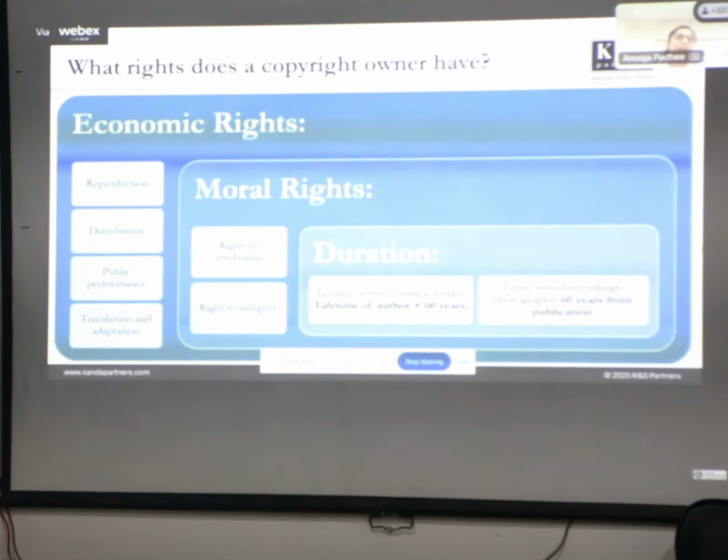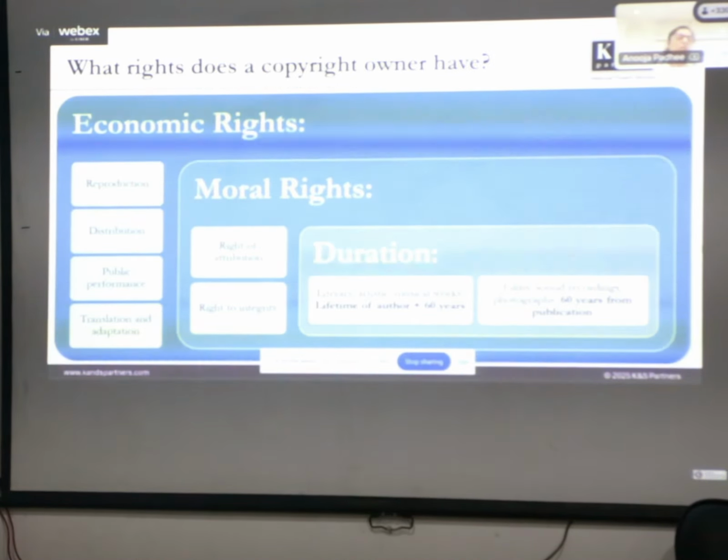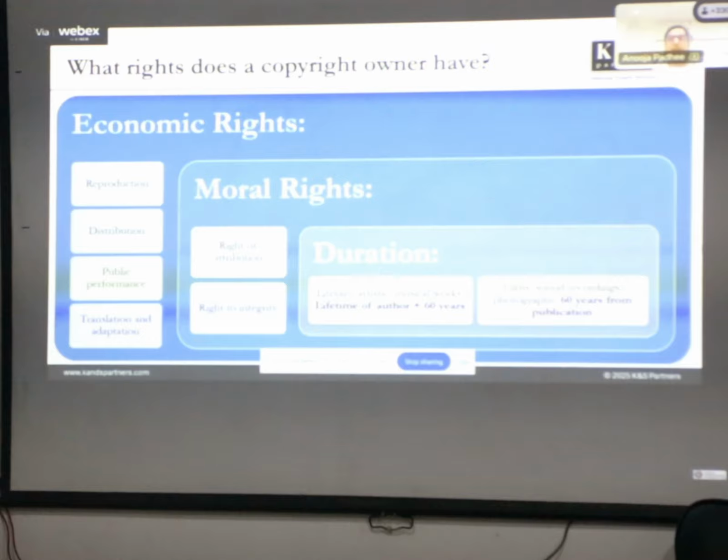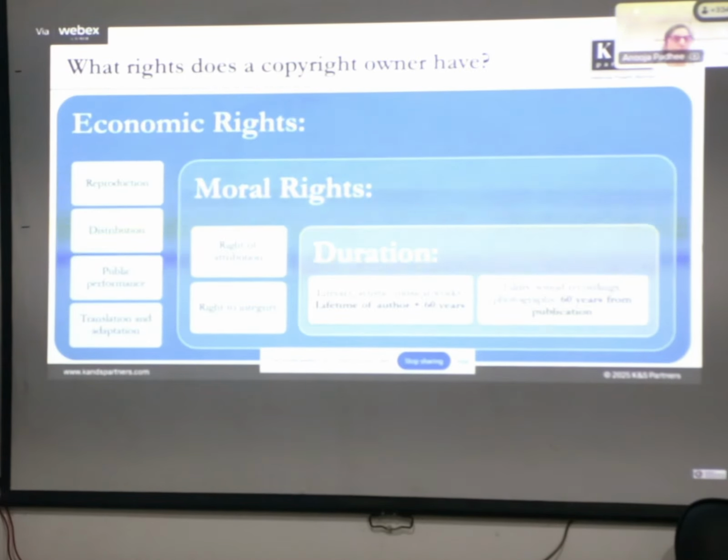Then there's the right to integrity. So as a copyright owner, or as a creator rather, I have the right to integrity, which means that I have the right to object to any kind of defacement or any kind of derogation that is done against my work. Now for example, I am a sculptor, I make a sculpture. Or I make a painting, and someone decides to write some filthy language on it or paint over it or do something like that, I have the right to object to it. So that is the right to integrity.